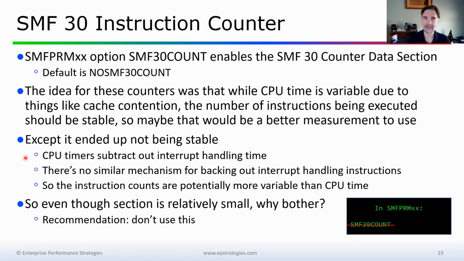But there's no similar mechanism for the instruction counts. So the instruction counts still have that interrupt processing in there, and the instruction counts become more variable than the CPU time. So the thought is, even though the section is relatively small, why bother? And so our recommendation, since it came out, is don't bother with this. But maybe it's time to revisit this, right? Maybe we should turn on the SMF30 instruction count, because maybe it could help us understand this SIS overhead.